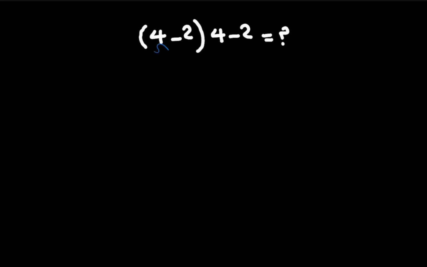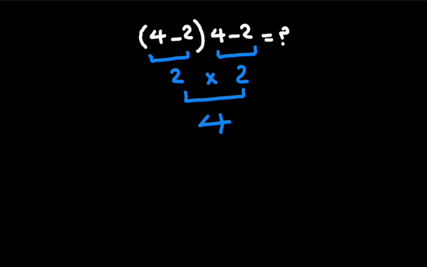We have (4 - 2) × (4 - 2). Now 4 - 2 gives us 2, and 4 - 2 gives us 2. Now 2 times 2 gives us 4. But this answer is not correct.